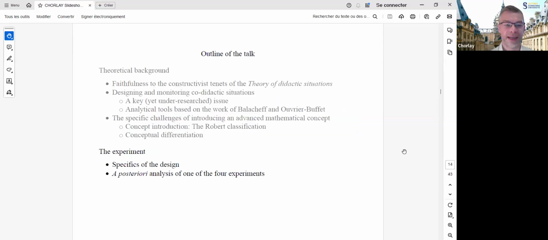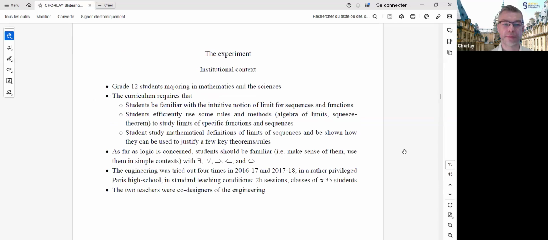So, what's our design and what were our design choices? Just to paint the general picture here, the institutional context: grade 12 students, majoring in mathematics and the sciences. This is the final year of high school in the French curriculum. It was required, it's the formal curriculum now. We change about every 8 years.